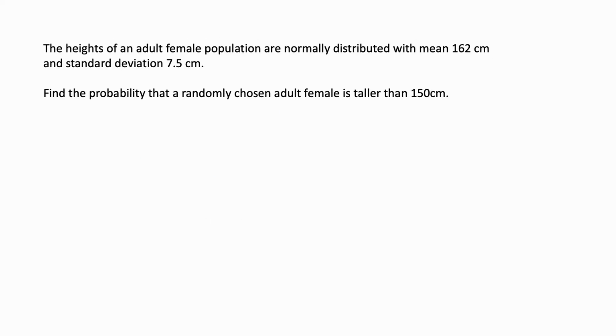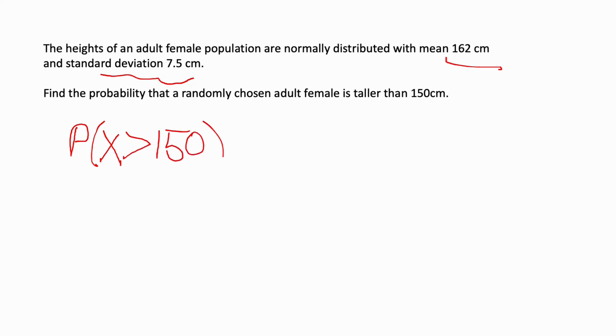So here is another example where we're going to use standardisation. So we've got here the heights of an adult female population are normally distributed with a mean of 162 and a standard deviation of 7.5. And we're trying to find the probability that a randomly chosen adult female is taller than 150. So we are trying to work out the probability that x is greater than 150.